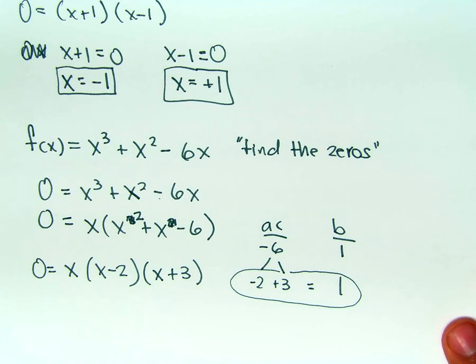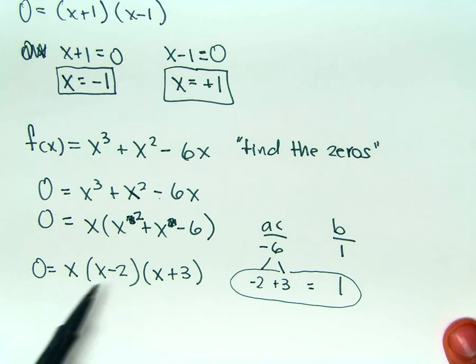Is this now completely factored? Devin's shaking his head no. Why do you not think it's completely factored? Can you break any of these down any further? No. So it is. So once it's completely factored, what can we do? What should we do?